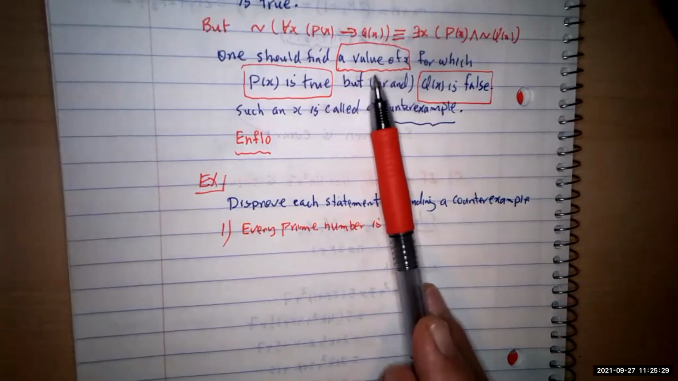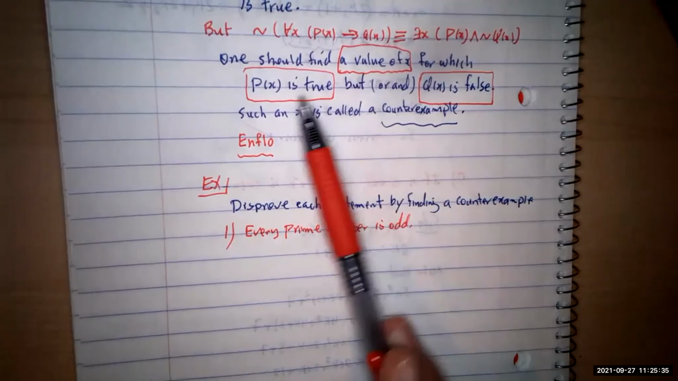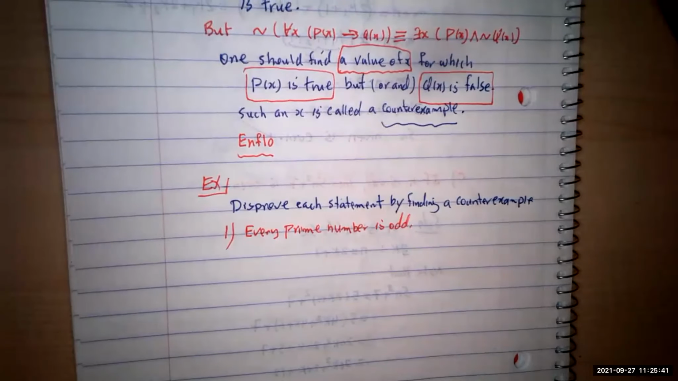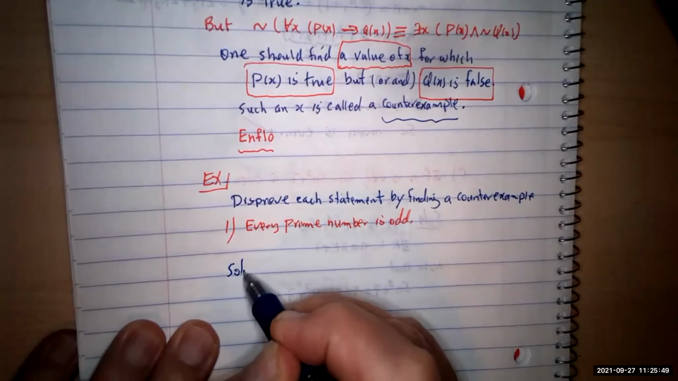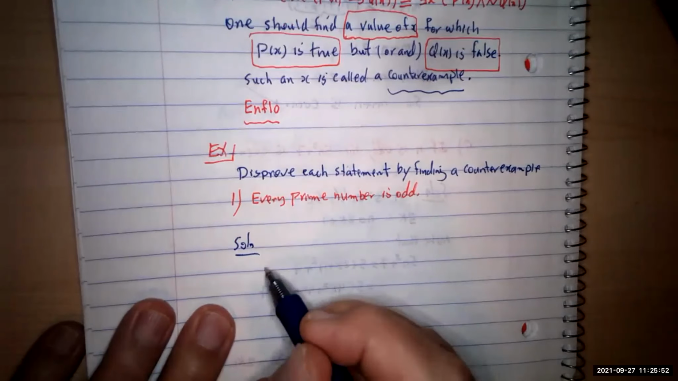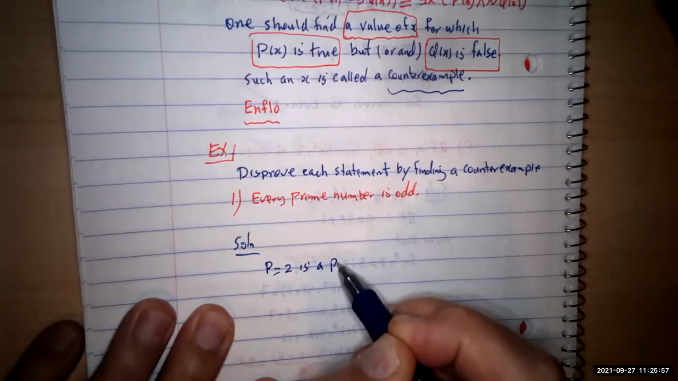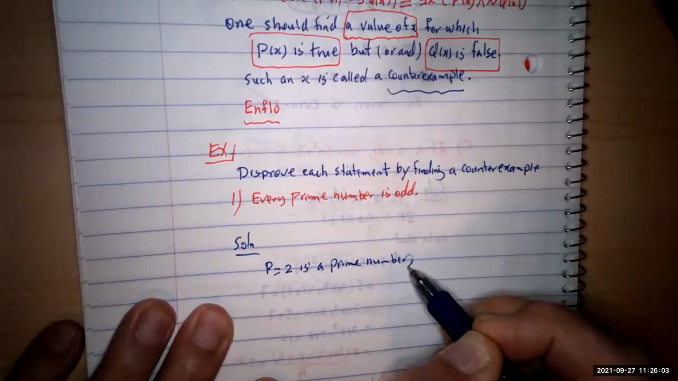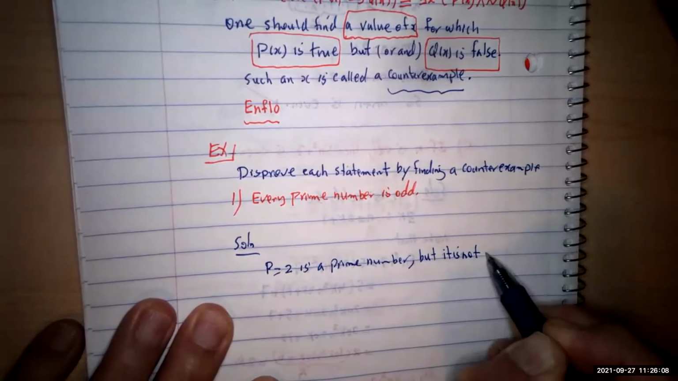What you are going to do is give us a prime number that is not going to be odd. What is that prime number? 2. So this is how you are going to explain it. You see the solution. You are going to tell us that p equal to 2 is a prime number, but it is not odd.